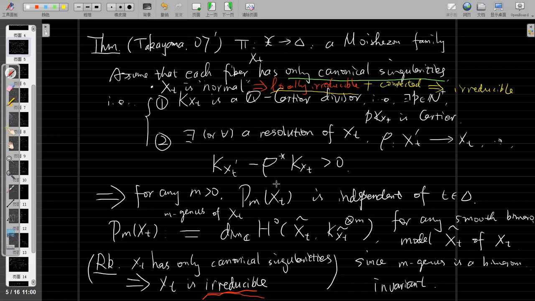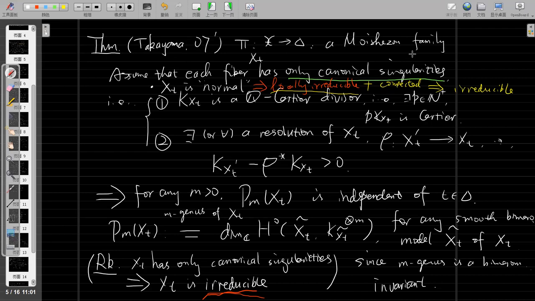What I don't really understand is, if we assume its central fiber is normal, then it implies that it's irreducible. Yes, exactly. So in which sense does X0 have several components, X1, X2? Actually, we have no many components here, just one component. So the reduced part of X0 has only one component. Okay, I see.